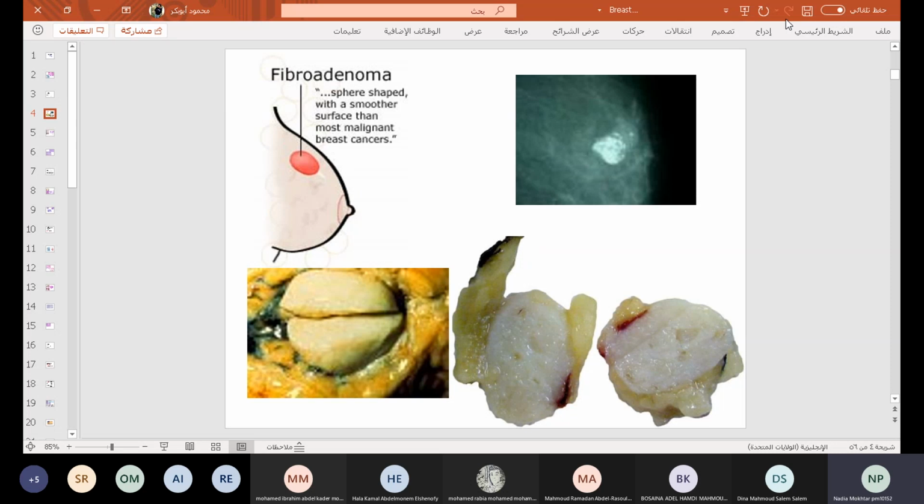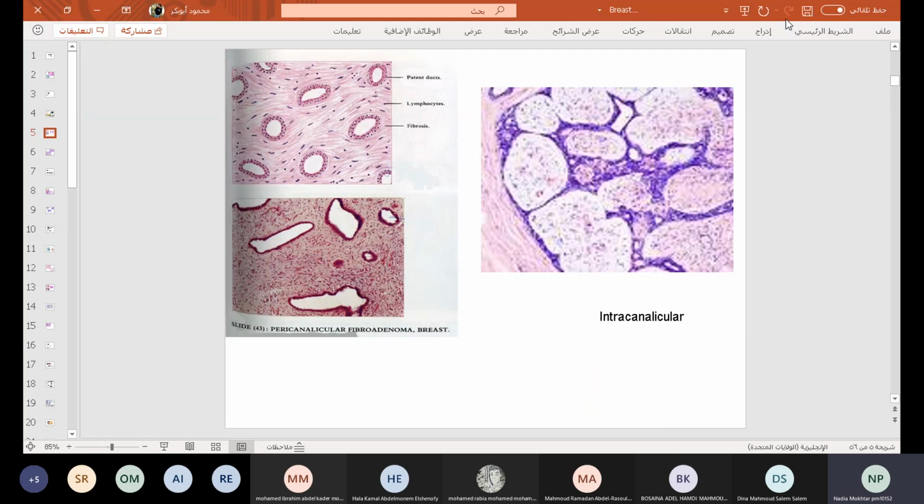ادي منظر الفايبروادينوما because it is not infiltrating and anchoring the surrounding breast tissue, so it is freely mobile in the breast tissue. ودي برضو من ال characteristic features of any benign tumor انه capsulated, well defined and freely mobile. بعد كده next. تحت الميكروسكوب هنشوف ايه two types that we mentioned: pericanalicular fibroadenoma and intracanalicular fibroadenoma.